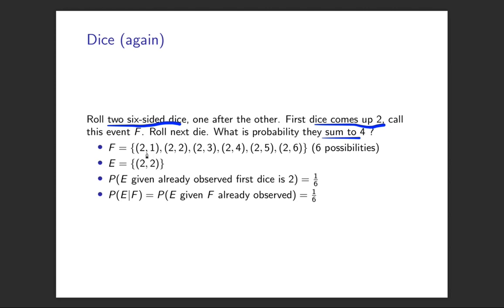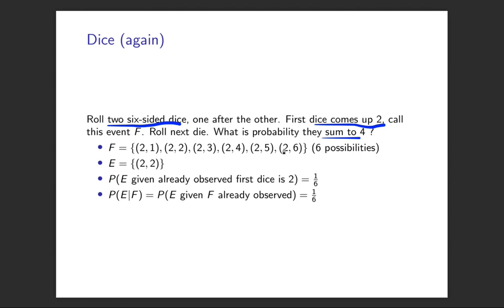So how are we going to do that? The sample space that we're interested in is not the full sample space. The event F that we're interested in is that the first dice comes up a 2, so the possible outcomes are (2,1), (2,2), up to (2,6). There's 6 possibilities.